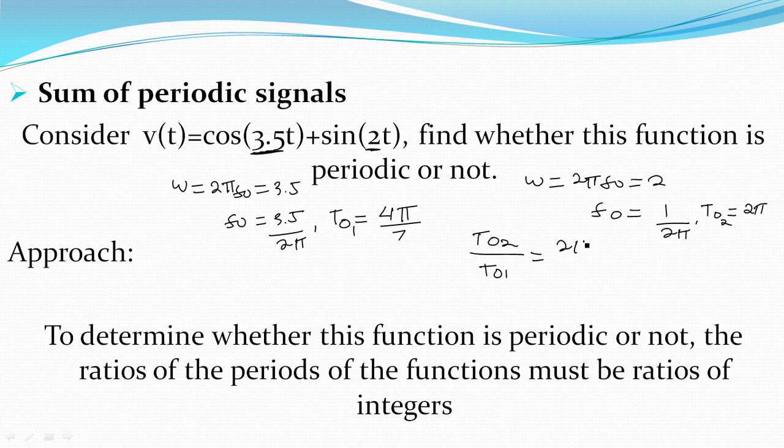So, 2 pi over 4 pi over 7. So, cancel si pi. 14 over 4. So, rational yung lumabas. Ibig sabihin, yung nasa numerator is integer and denominator is integer. Ibig sabihin, yung buong function na v of t is periodic.